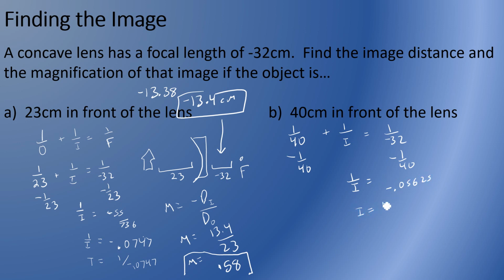So in order to flip it around, we do 1 divided by that. So our image is going to be negative 17.8. So again, on the other side of the lens. All right, and our magnification is going to be negative image distance, so 17.8 over the object distance, that was 40.